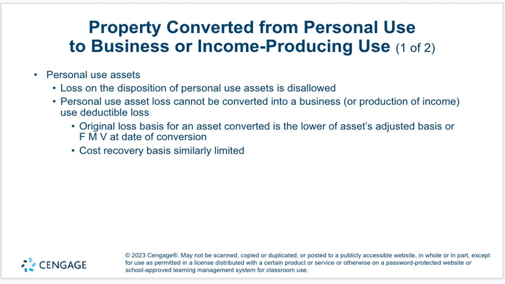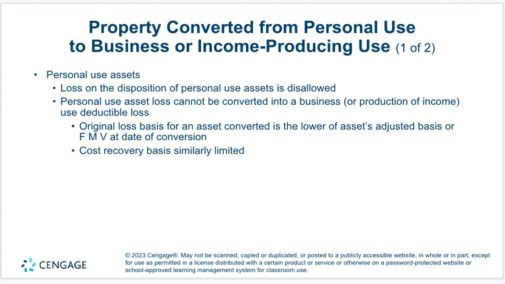When property is converted from personal use to business or income-producing use, we have to look at how the basis is handled in that switch or change. And so as far as personal use assets go, there is no loss for disposing of personal use assets. Or, I mean, I shouldn't say that. There could be a loss, but it's disallowed. And the personal use asset loss cannot be converted into a business or production of income use deductible loss.